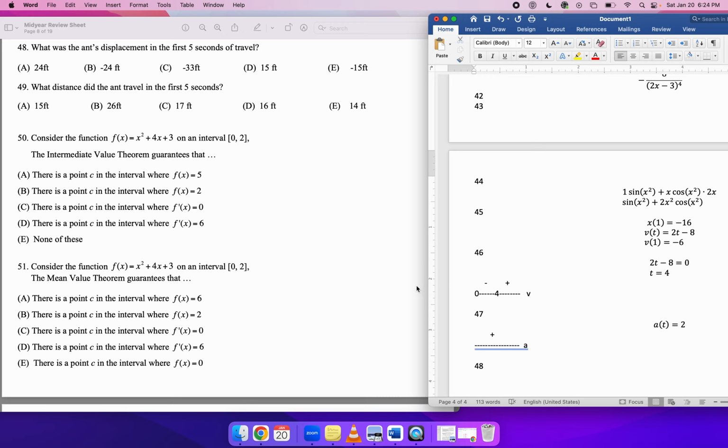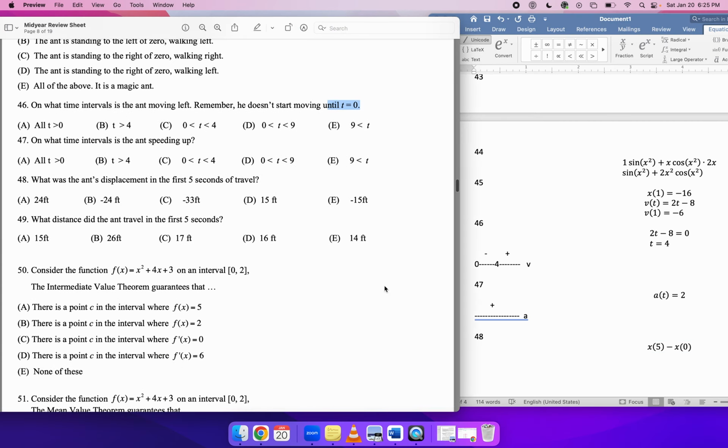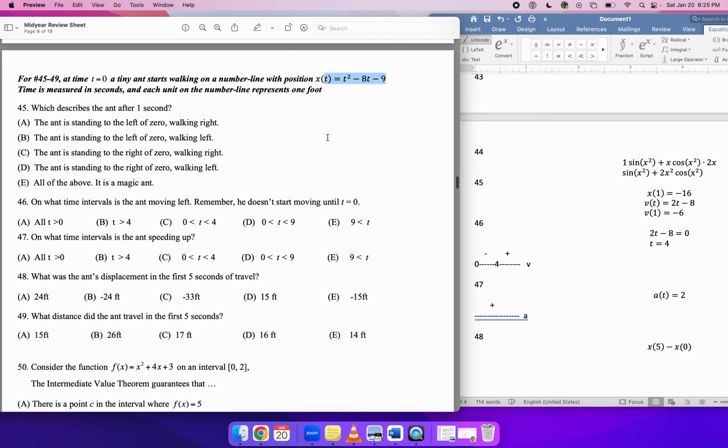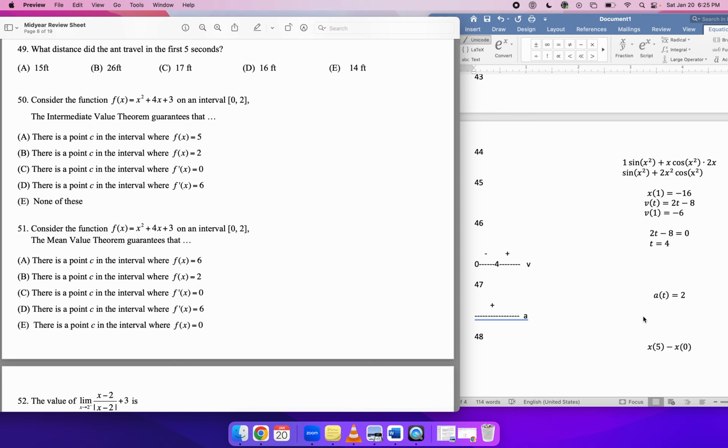48. What was the ant's displacement in the first 5 seconds of travel? For displacement, you might be thinking, oh, I'm supposed to do the integral from 0 to 5 of the velocity function. Yeah, that would work, but you don't need to do that. Remember, we did displacement way before we learned what an integral even was. Displacement from 0 to 5 is just x of 5 minus x of 0. Of course, to use that, you need to know what the position function is, and we do. So just do x of 5 minus x of 0 with the position function, and that'll be the displacement from 0 to 5.